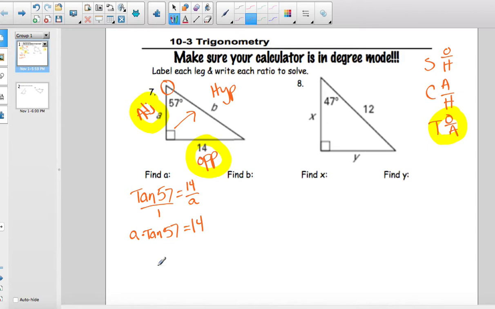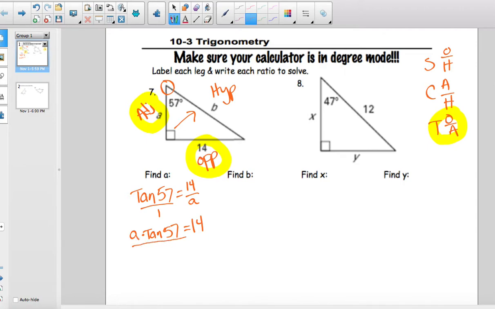Then I pause, because students always ask me, do I multiply or do I divide? And here is how you know. You pause right now and you think to yourself, is the letter A alone on one side of the equation? And here it is not. So we must continue solving for A until it's alone.